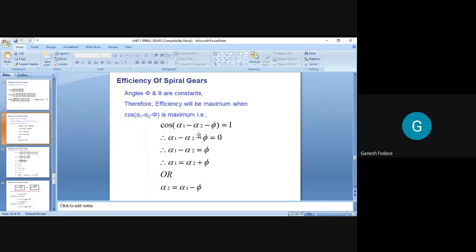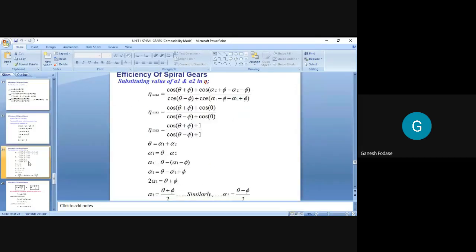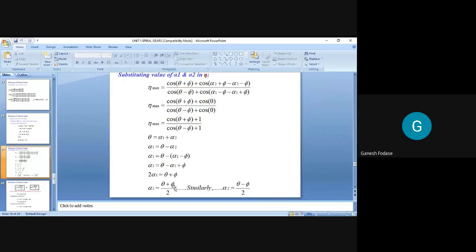This term is equal to 1 means this bracket term is equal to 0, and hence we derive that for maximum efficiency alpha 1 is equal to theta plus pi by 2 and alpha 2 is equal to theta minus pi by 2. These are the conditions for a maximum efficiency of a spiral gear.